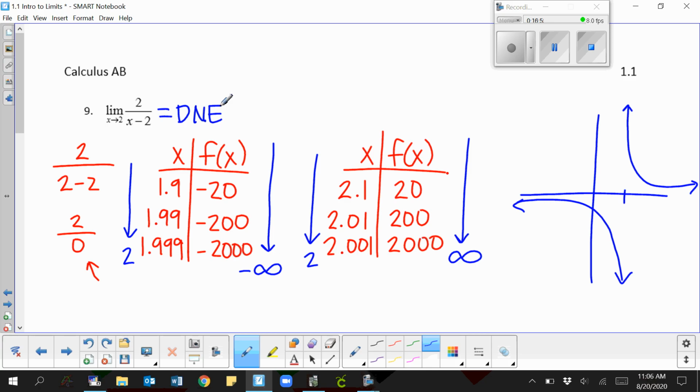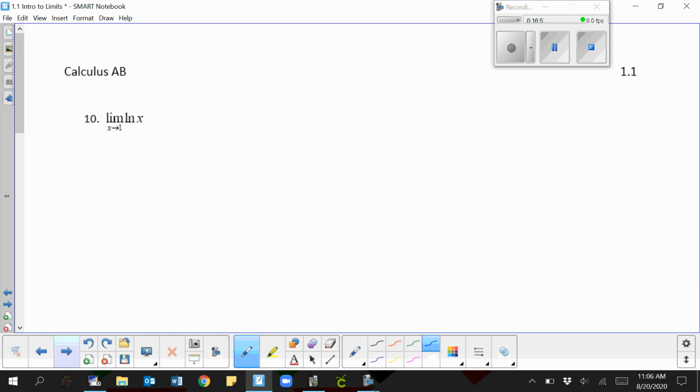And let's look at 10. All right, for 10, we're looking for the limit as x approaches 1 of the natural log of x. So we are looking at the natural log of 1, which you should remember from Algebra 2 and pre-cal, is just equal to 0. So our limit here is 0.